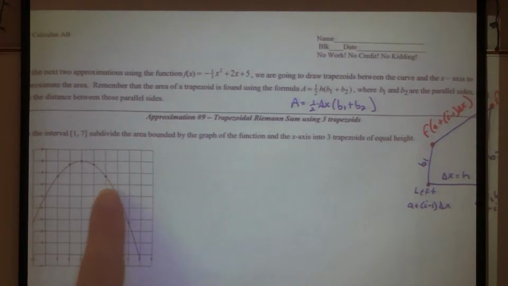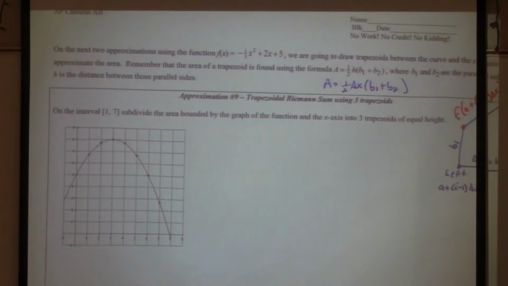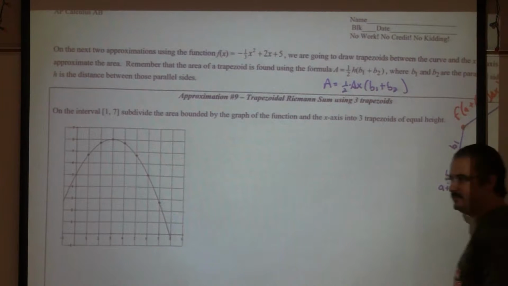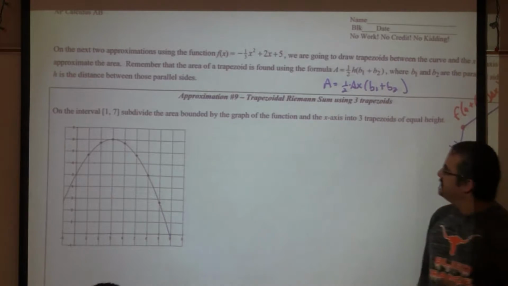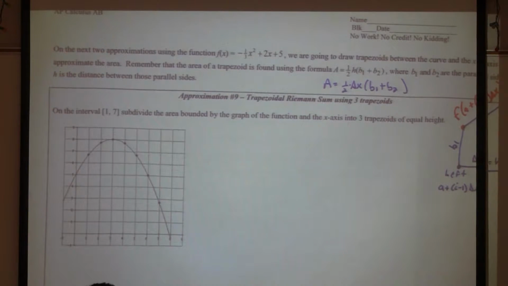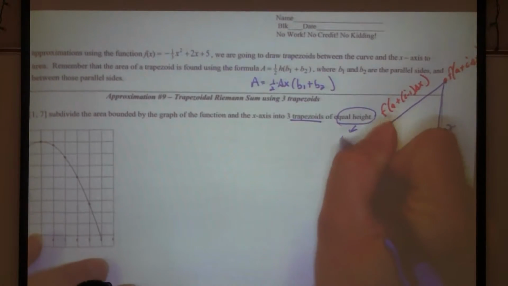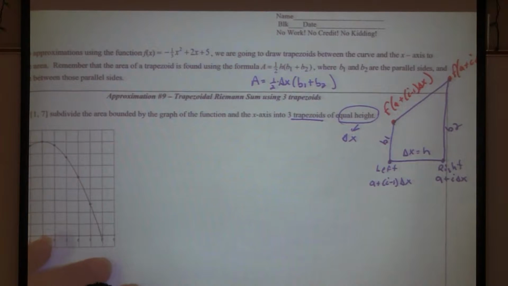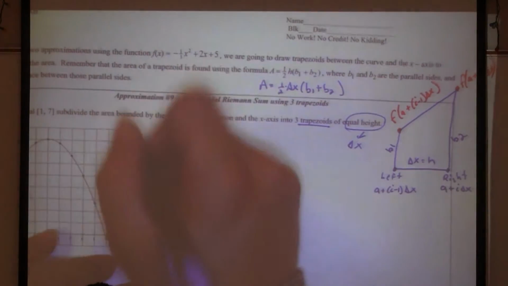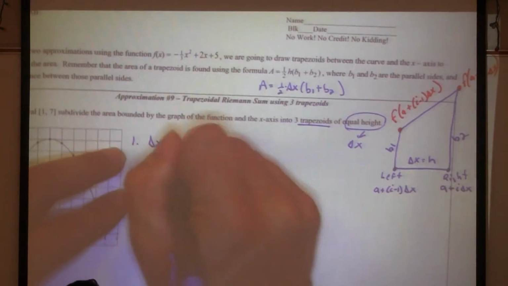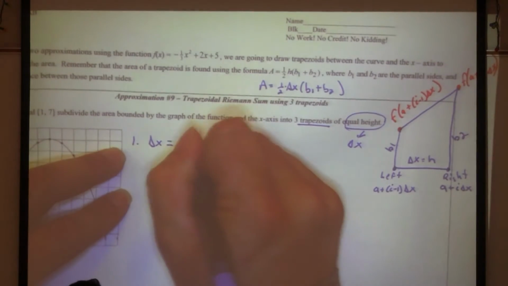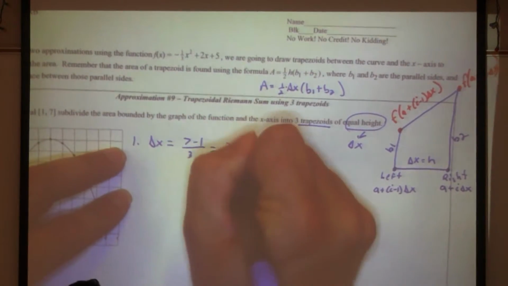Okay, we're working with this particular curve, and what do we say the area should be between 1 and 7? 40 again, right? Okay, we're doing the trapezoidal Riemann sum, and we're using 3 trapezoids of equal height, which we know is the same thing as just delta x. So first thing you do is figure out your delta x. What's that going to be? 7 minus 1 over 3, we get 2.